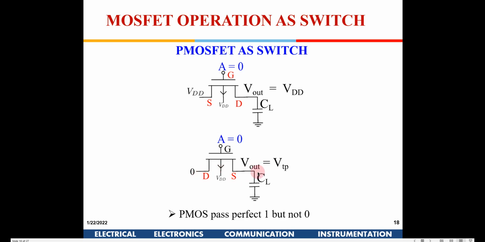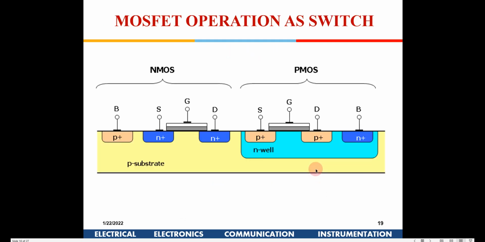So now you will find this PMOS is not a good transmitter of 0. It is a good transmitter of 1. So this is the difference between an NMOS and a PMOS, that an NMOS can transmit a 0 properly and a PMOS can transmit a 1 properly. Okay. So this is how an NMOS and a PMOS together in a chip, placed close to each other, look like.